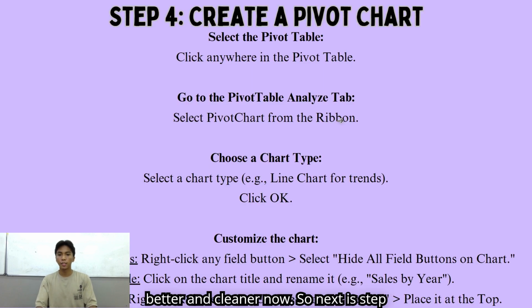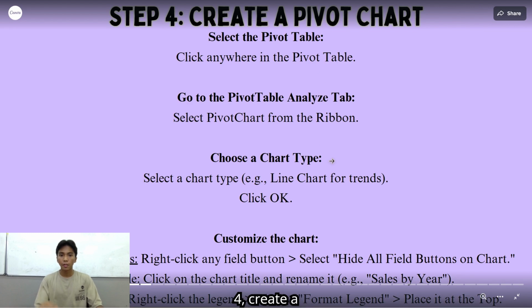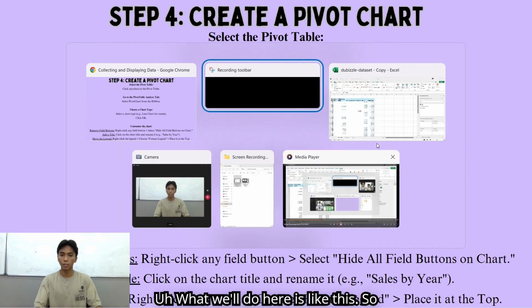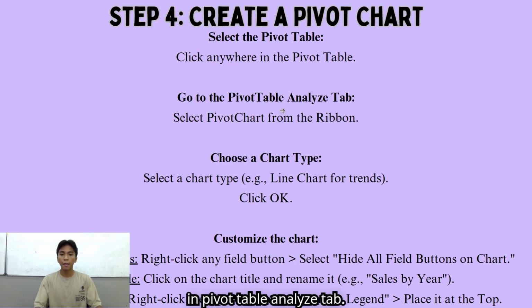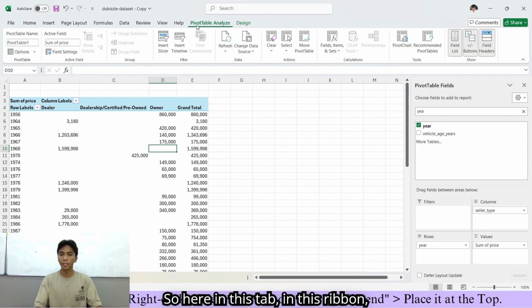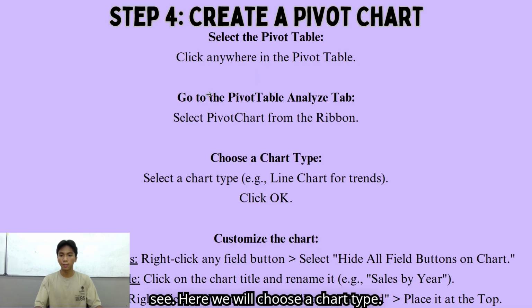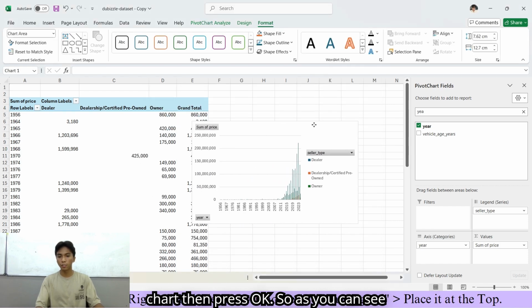So next is step 4. In step 4, create a pivot chart. So select the pivot table. In the pivot table, we will go to the pivot table analyze tab. So here in this ribbon, we will choose pivot chart, as you can see here. We will choose a chart type. For this chart type, maybe we can go for line chart. So we will click line chart, then press OK. So as you can see, here's the line chart.